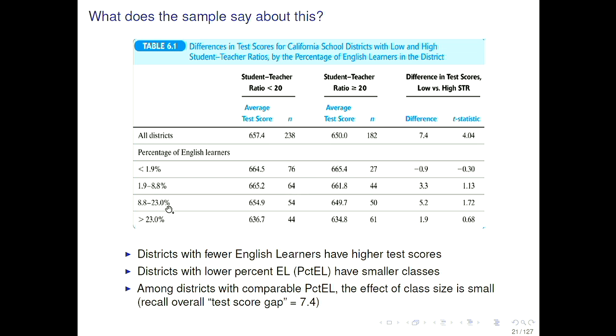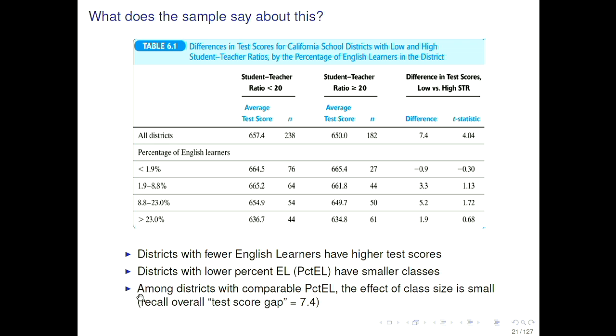For the third one, now the ratio of English learners is pretty larger than before. It's up to 23%. It's pretty large. The ratio is about the same, 54 and 50. And for those districts with the largest percentage of English learners, now the ratio of student-teacher, the districts of larger class is even larger than the other case, right? So it is true that districts with lower percent English learner have smaller class sizes.